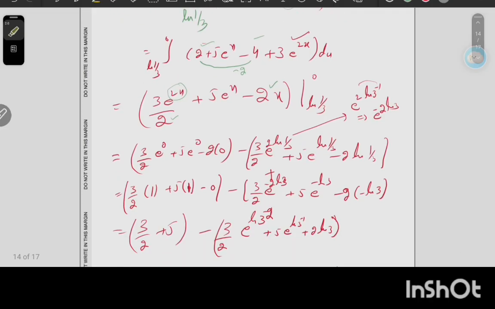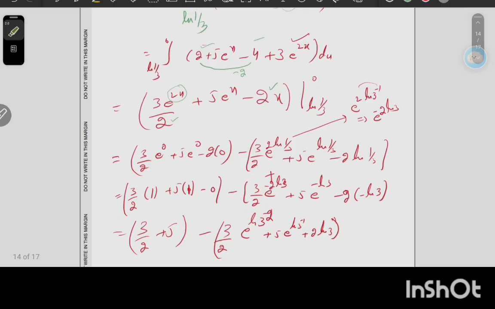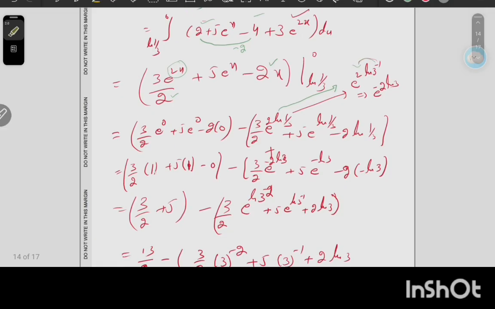Now the upper limit and lower limit. First apply the upper limit: 3 by 2 e power 0, plus 5 e power 0, minus 2 times 0. Then apply the lower limit: 3 by 2 e power 2 log of 1 by 3, plus 5 e power log of 1 by 3, minus 2 log of 1 by 3. How do we deal with this? e power 2 log of 3 power minus 1. Minus 1 will be at the start, because of the logarithm property.